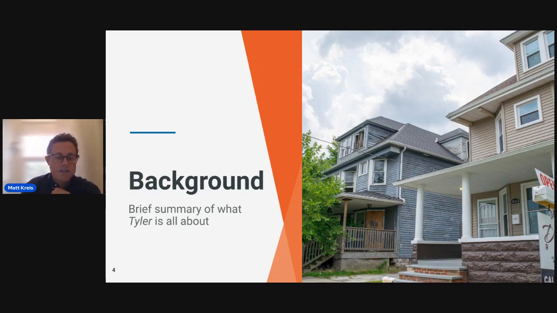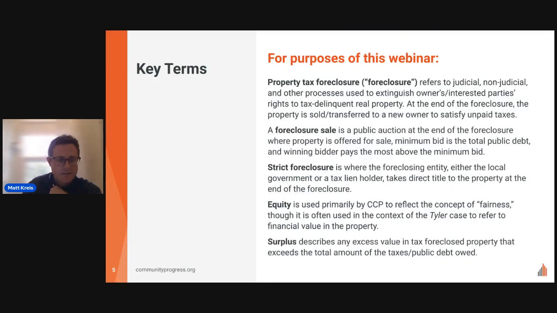So we're going to give you just a little bit of background first. So what is property tax foreclosure and what is this Tyler case all about, right? Next. As we go through this, I want to set the stage for a couple of terms.